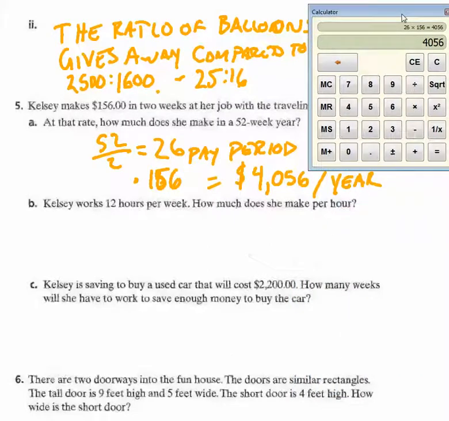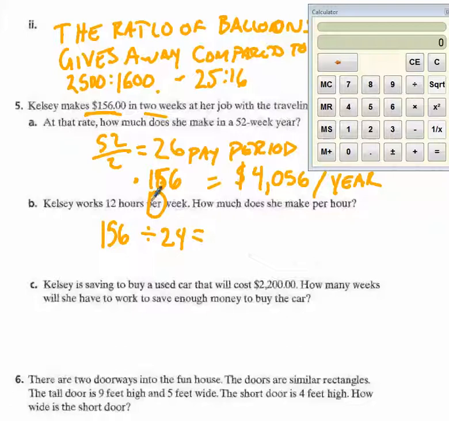I'll move it up here. If she works 12 hours per week, how much does she make per hour? Now remember, this is in a 2-week pay period. So that means she worked a total of 24 hours for that 2 weeks, right? So we're going to divide what she made in 2 weeks by how many hours she worked. Because we want dollars per hour. Per meaning divide.